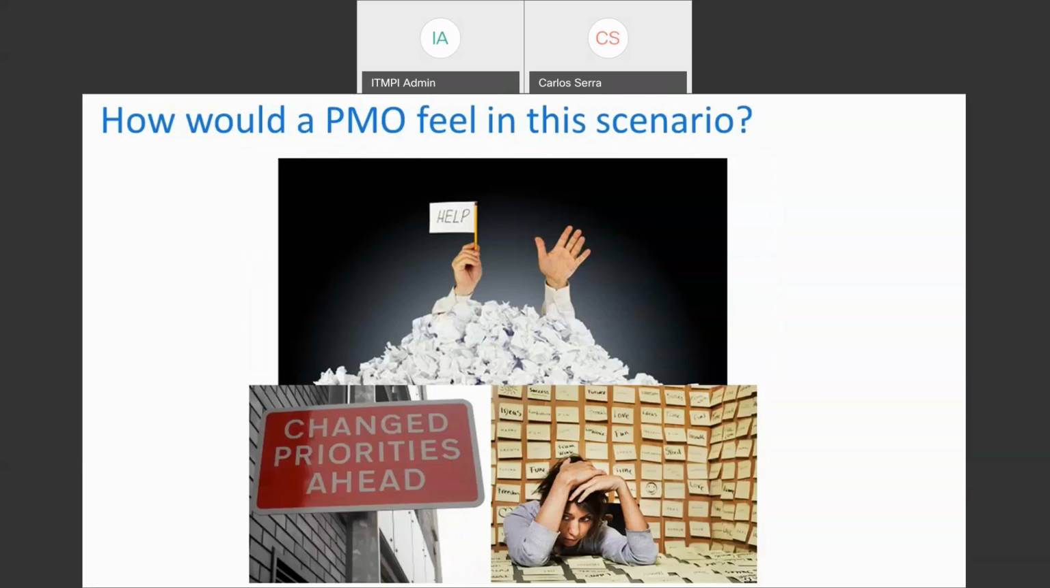And now I ask, how would a PMO professional feel in that scenario? What do you think? Well, with lots of things to learn and to do, in environments where priorities change all the time and finding it hard to succeed, how would you feel? Would you feel sad, overwhelmed, depressed, or would you desperately ask for help? Maybe you would feel fine, but many others would struggle in that kind of situation.